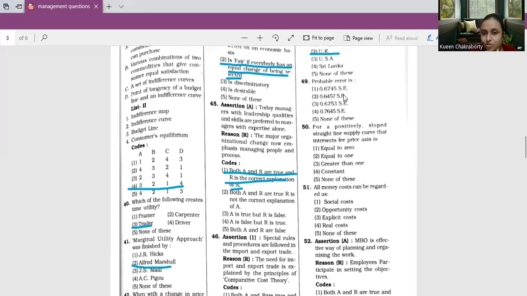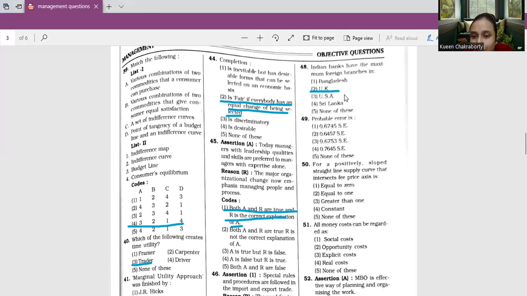Moving on to question number 49. Probable error is 0.6745 SE, 0.6457 SE, 0.6753 SE, 0.7645 SE, or none of the above.